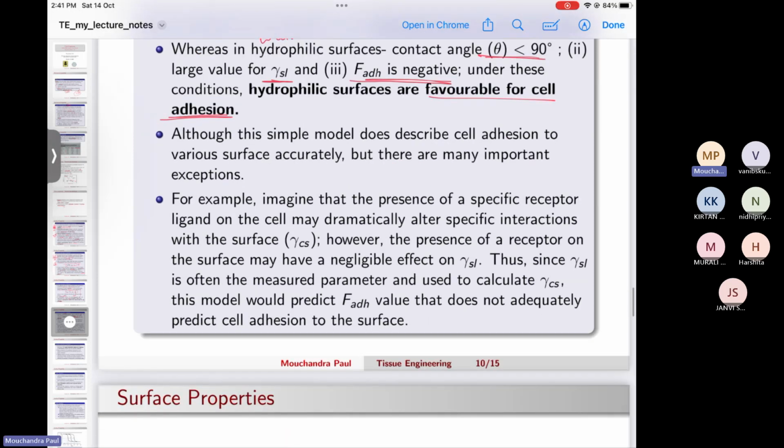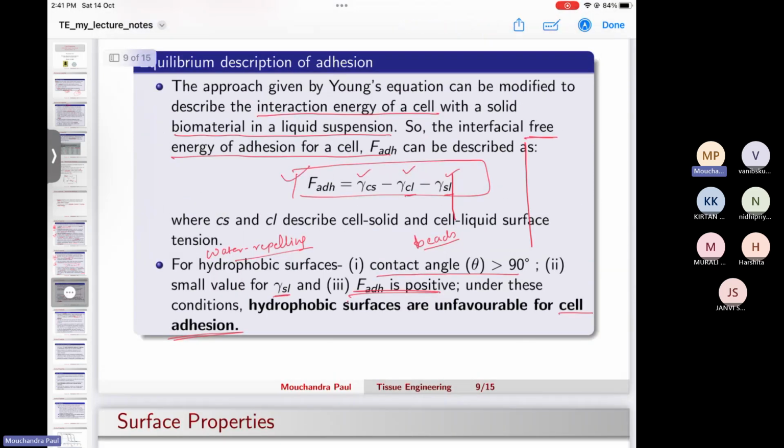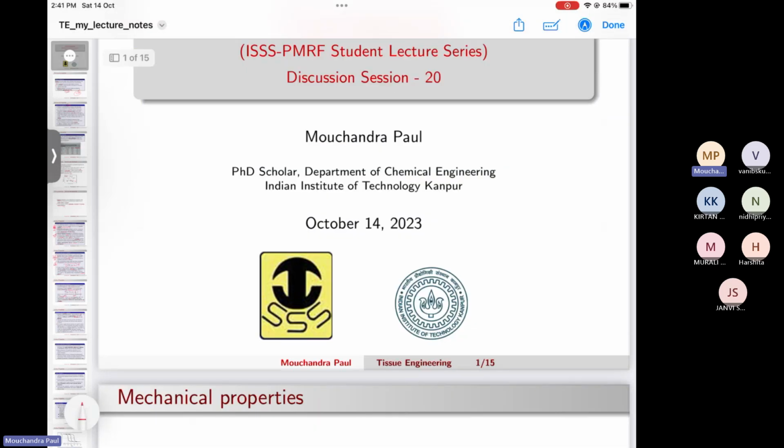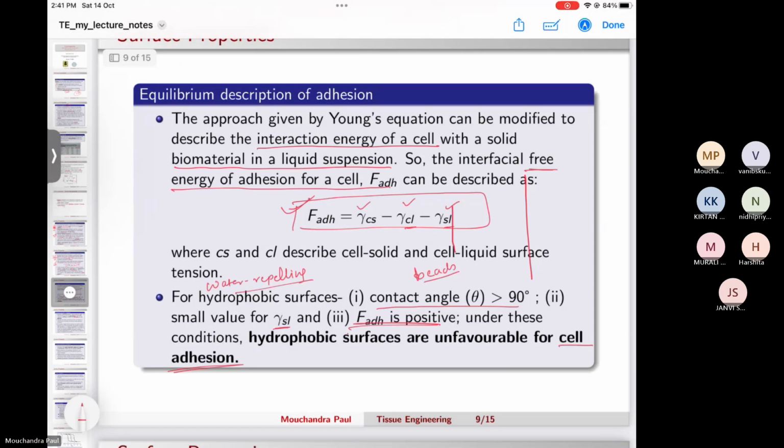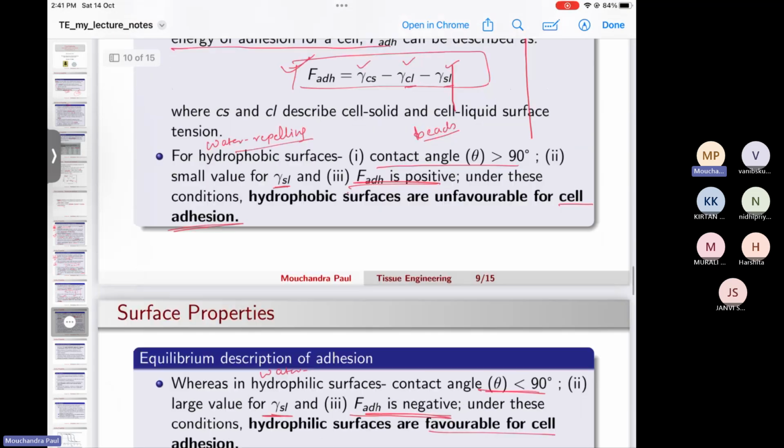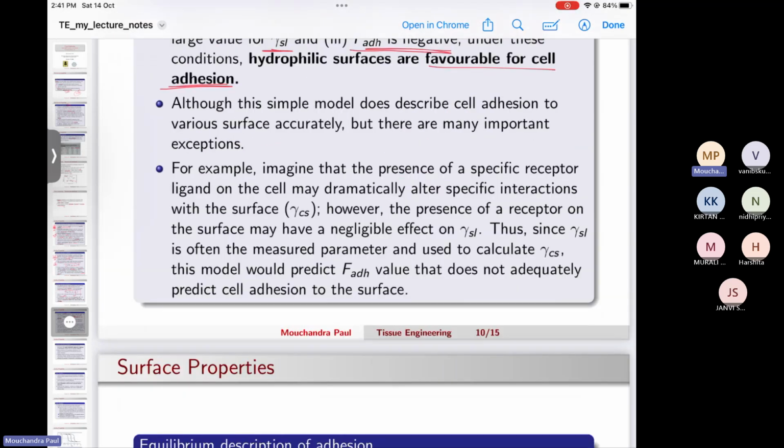Now, although this equation that we just saw is good enough, meaning it can be used to accurately describe cell adhesion on various surfaces, it has some exceptions, meaning this equation fails to explain this phenomenon under some conditions. First is when receptors and ligands come into the picture.